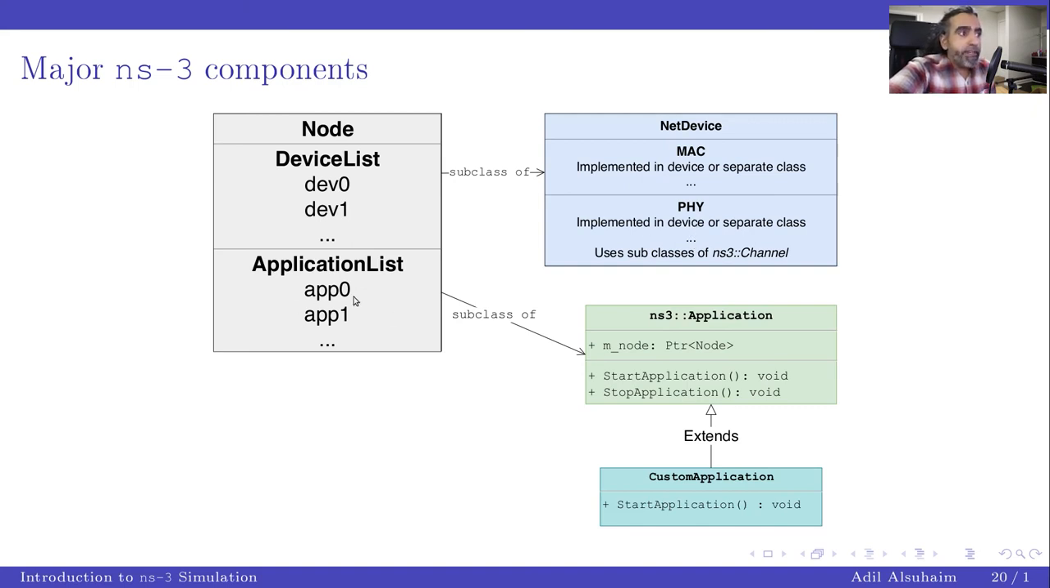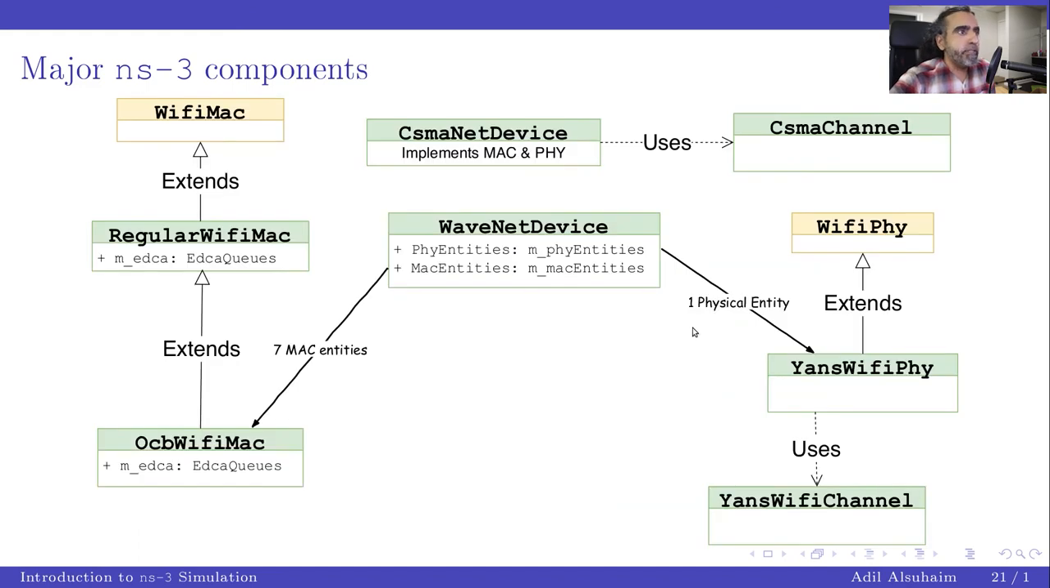Also, you can have a list of applications. The applications are a subclass of an abstract class in NS3 called ns3::Application, right? And it has access to the node. You can also create your own custom application if you want, extending this class, and you can add applications to nodes, and you can start applications. So I think we have the UDP Echo application, and we have built-in applications that you can use. They're all a subclass of Application.